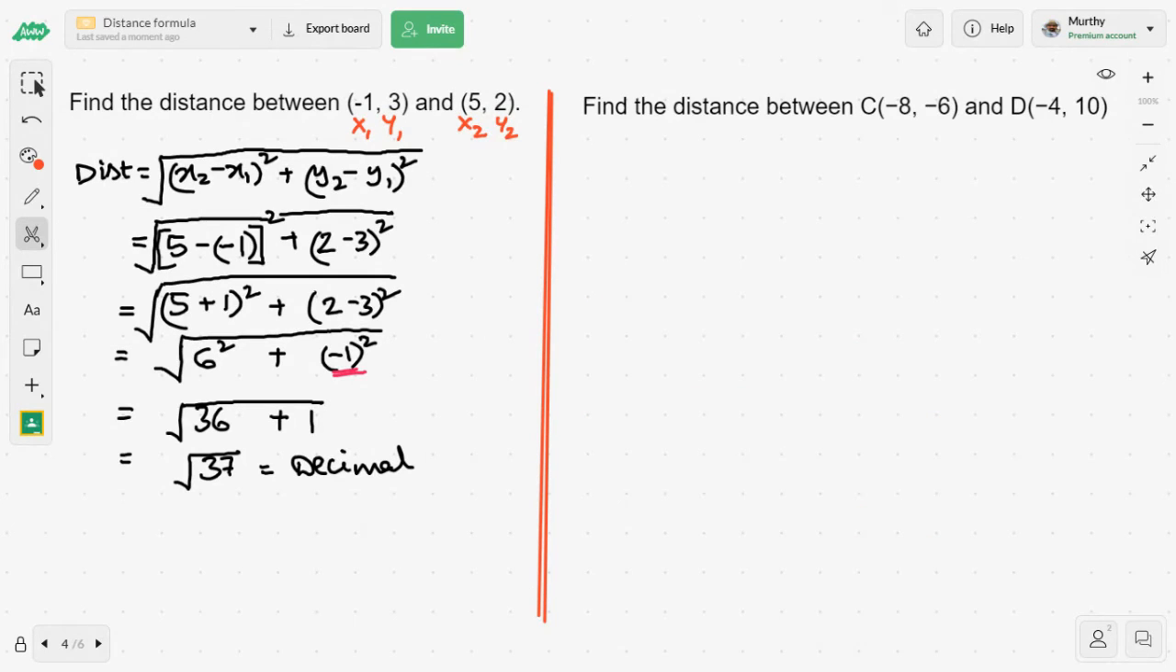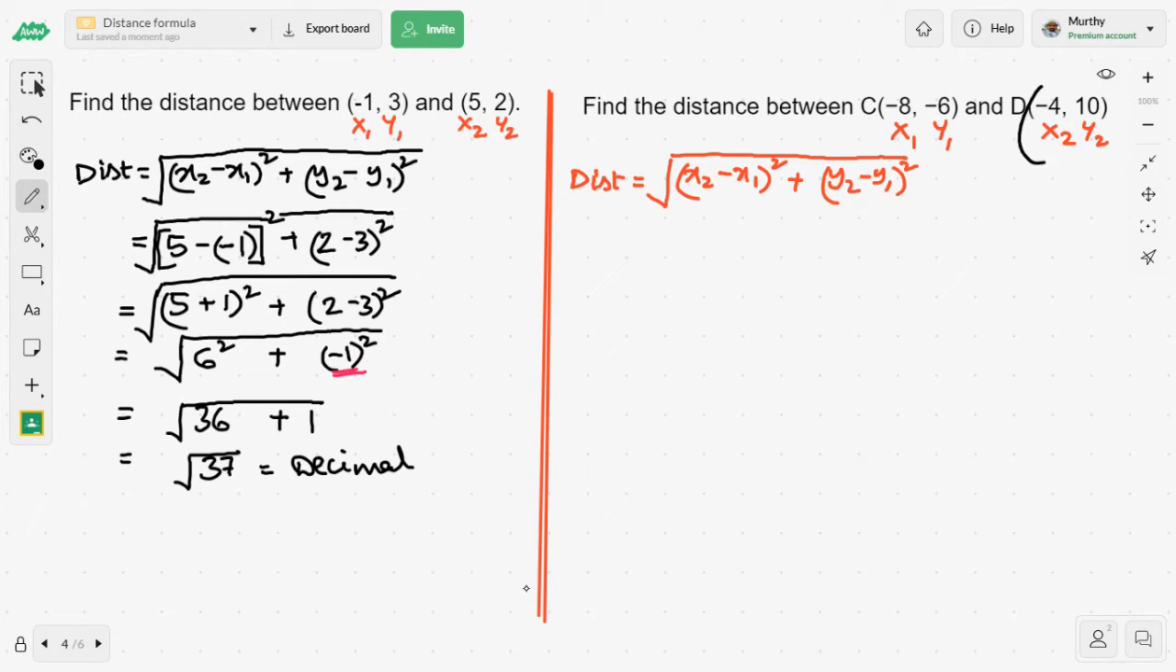Before that, any questions on this? Okay, let's go to the next question. As I told you before, please label the points x1, y1, x2, y2. Now, let me write the distance formula. Distance equals x2 subtract x1 whole square plus y2 subtract y1 whole square under the square root. Okay, now here what is x2? It is negative 4 subtract negative 8. x2 subtract x1, therefore it is negative 4 subtract negative 8.